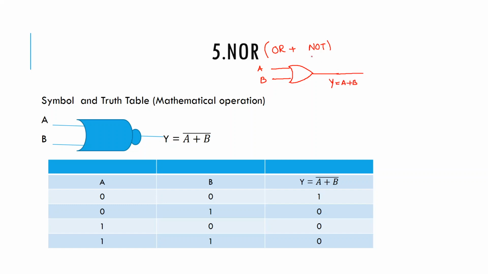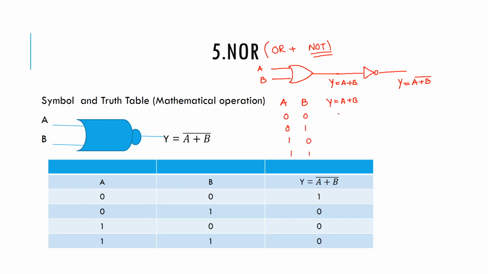To this OR gate, what have we attached? We have attached a NOT gate, a triangle with a bubble. What does this NOT gate do? It inverts the things. So I can write this as Y is equal to A plus B, whole bar. For the OR gate, it has two inputs, A and B, and an output Y is equal to A plus B. The inputs are 0 0, 0 1, 1 0, 1 1.